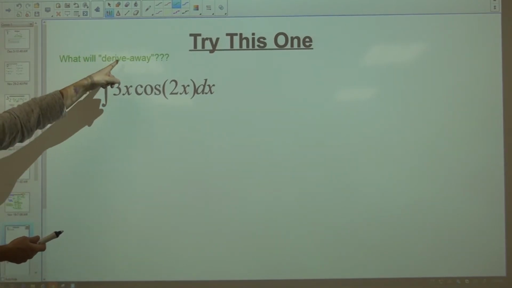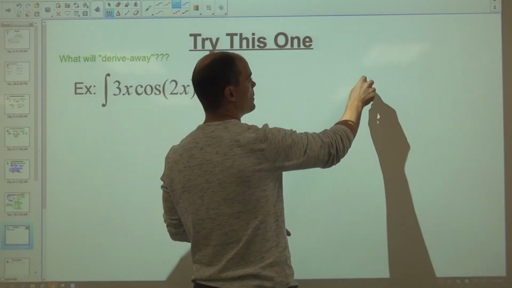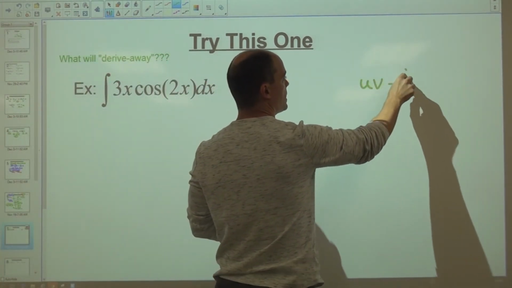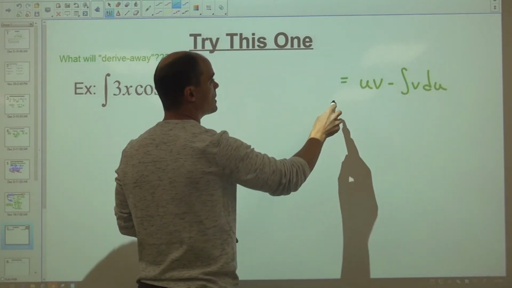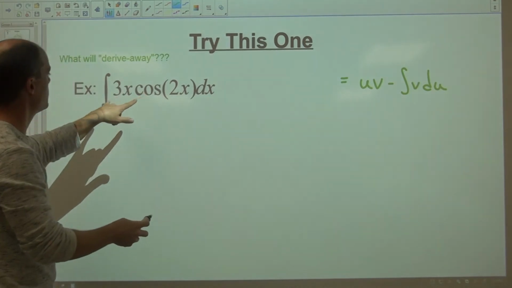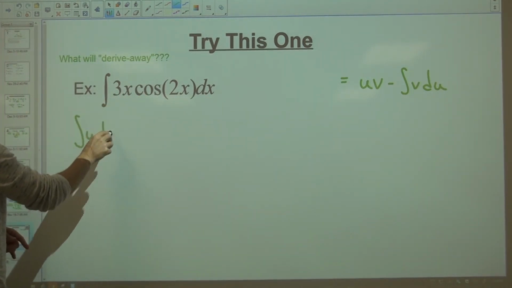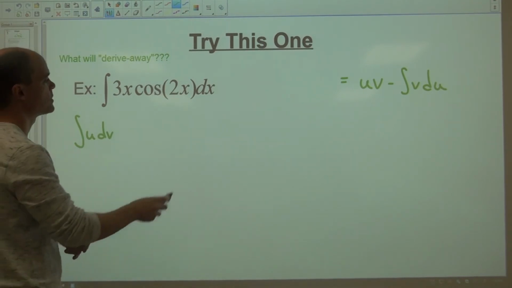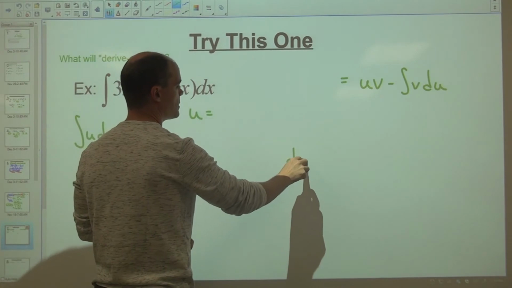Here's the key decision. What will derive away? What will derive away? So we need to model this. This will be our answer. And we are modeling this after what? Well, this piece is supposed to be u dv. So we have to make that choice. What do we think u is, and what do we think dv is?